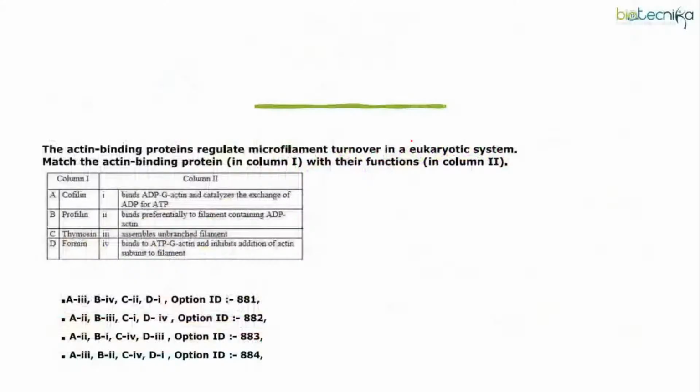Next, moving on to our next question. Now, this is related to actin binding proteins regulating microfilament turnover in a eukaryotic system. Match the actin binding proteins with their function. So they have provided you some accessory proteins in column 1 and their function in column 2. You have to identify the correct combination here. You can take this as option 1, option 2, option 3, and this as option 4.